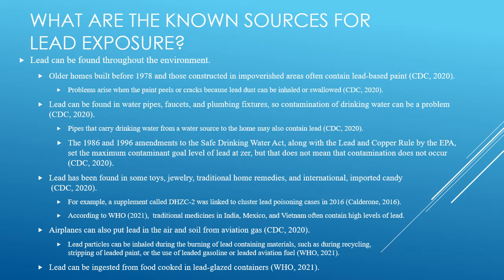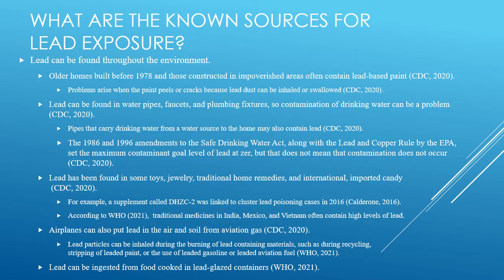What are the known sources for lead exposure? Lead can be found throughout the environment. Older homes built before 1978 and those constructed in impoverished areas often contain lead-based paint. Problems arise when the paint peels or cracks because lead dust can be inhaled or swallowed. Lead can be found in water pipes, faucets, and plumbing fixtures, so contamination of drinking water can be a problem. Pipes that carry drinking water from a water source to the home may also contain lead.